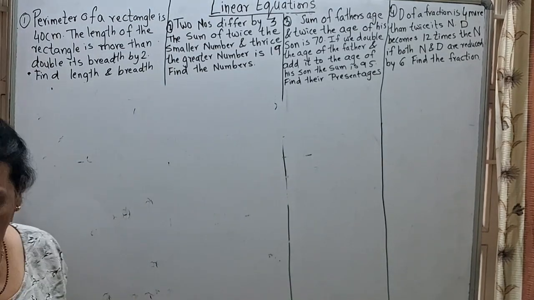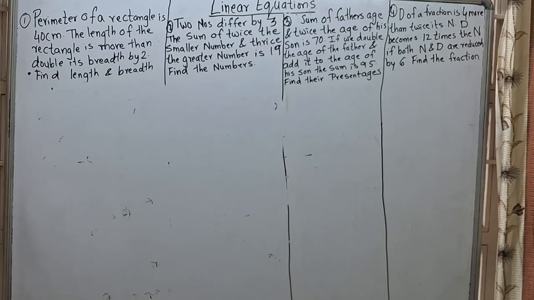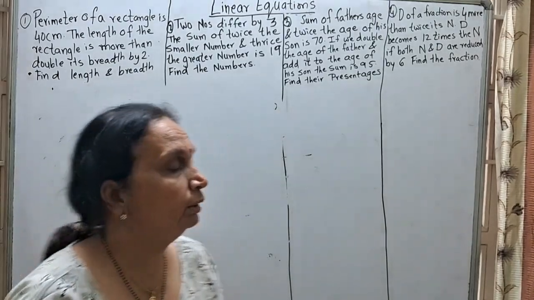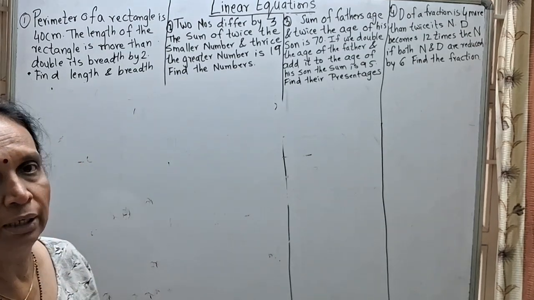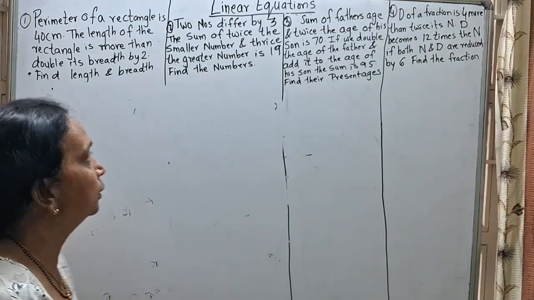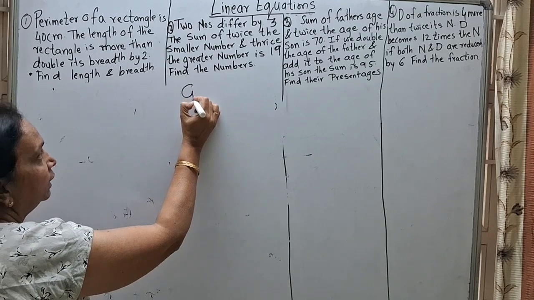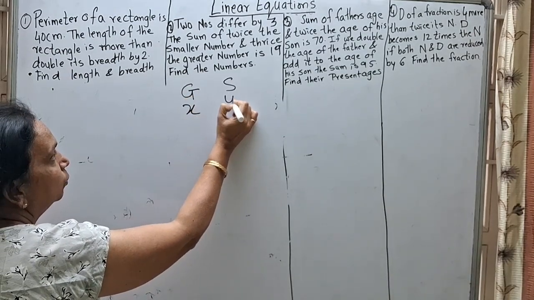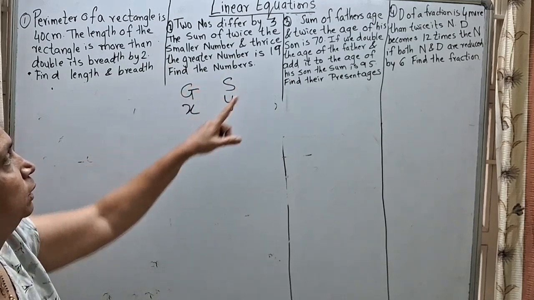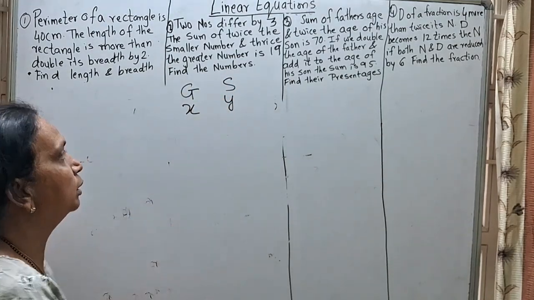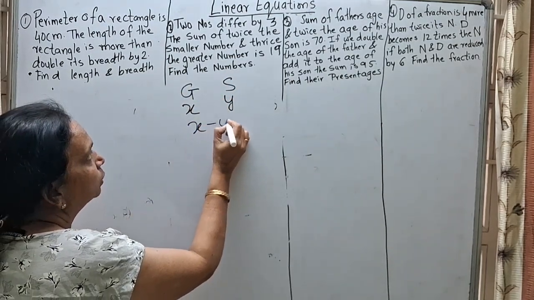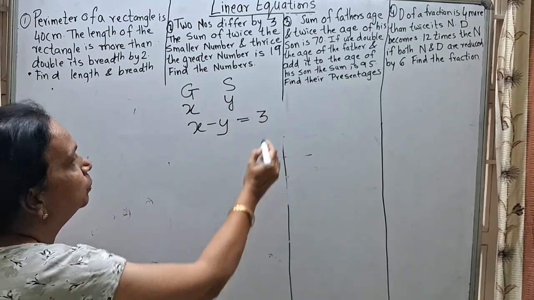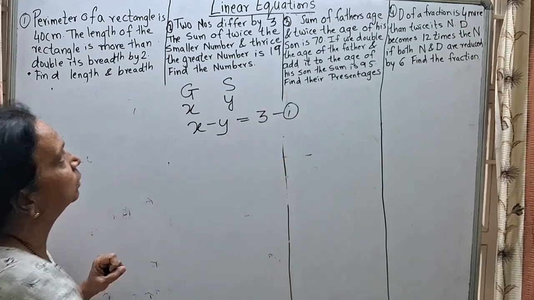Two numbers differ by 3. So again, no problem at all because we have two variables. One number is naturally greater and the other number is smaller. So I may consider x as the greater number and the smaller number as y. Two numbers differ means greater number minus smaller number, so x minus y is equal to 3. This is my first equation.